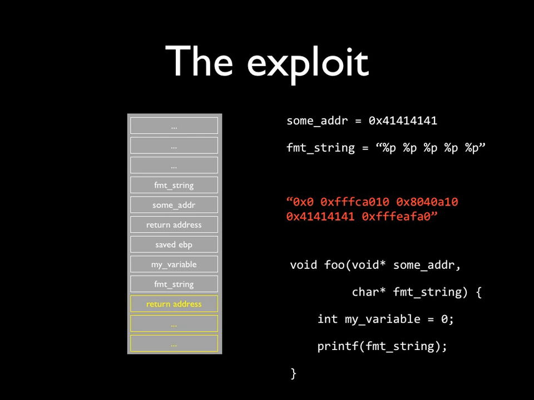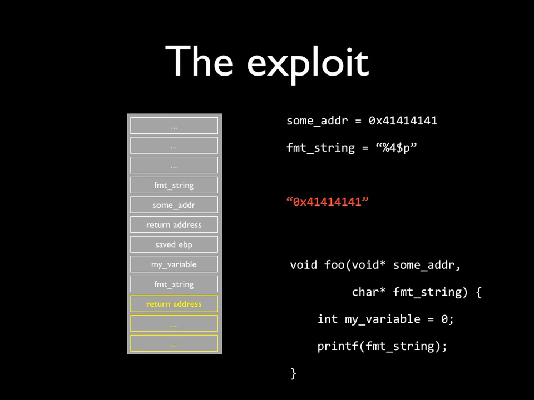Okay, so we were able to get this with a bunch of %p's, but we want to be a little bit more precise than this. And so we can use the %4$p to select just the 4th argument, our sum address. All right, cool. This works.